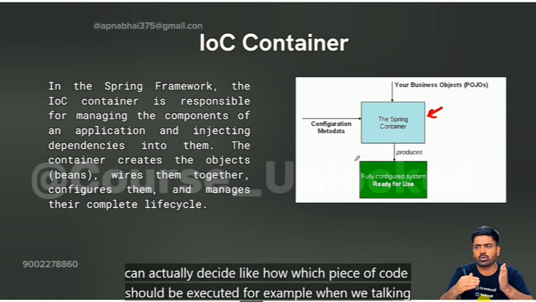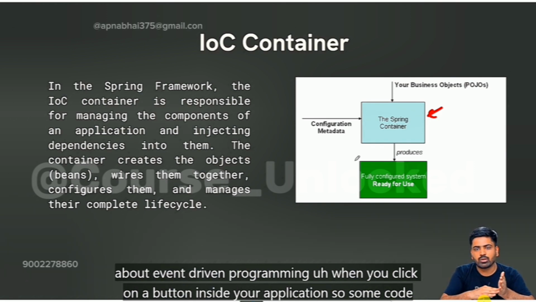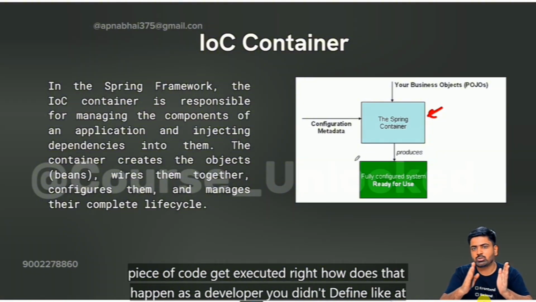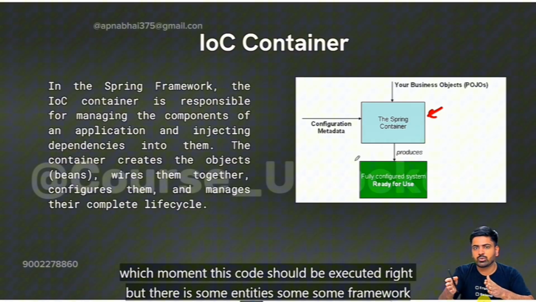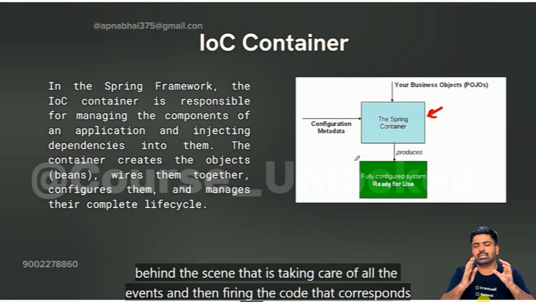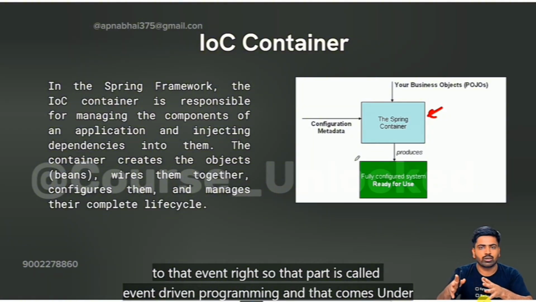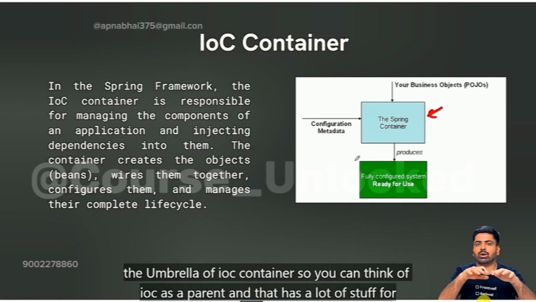For example, when we're talking about event driven programming, when you click on a button inside your application, some piece of code gets executed, right? How does that happen? As a developer, you didn't define at which moment this code should be executed. But there is some framework behind the scenes that is taking care of all the events and then firing the code that corresponds to that event. That part is called event driven programming, and that comes under the umbrella of the IOC container.